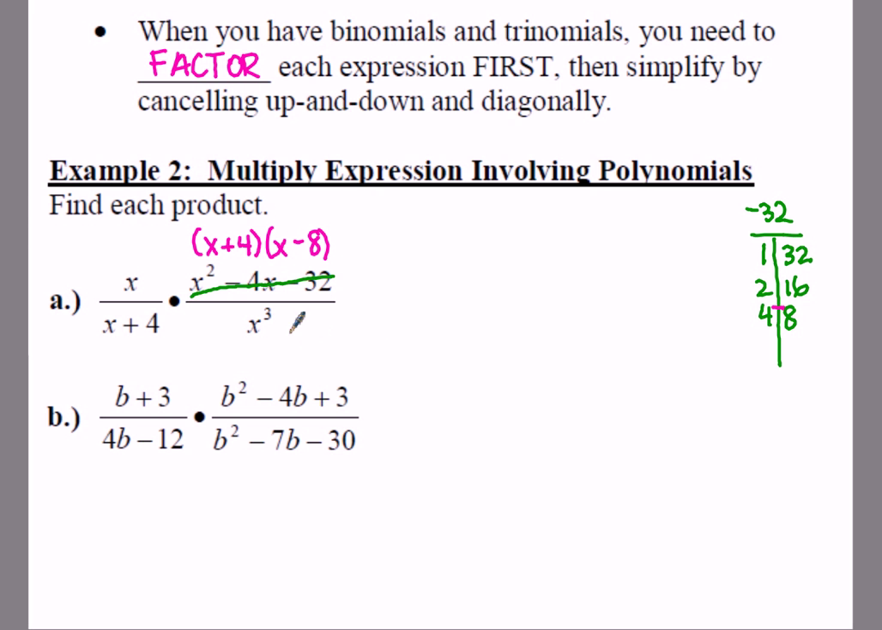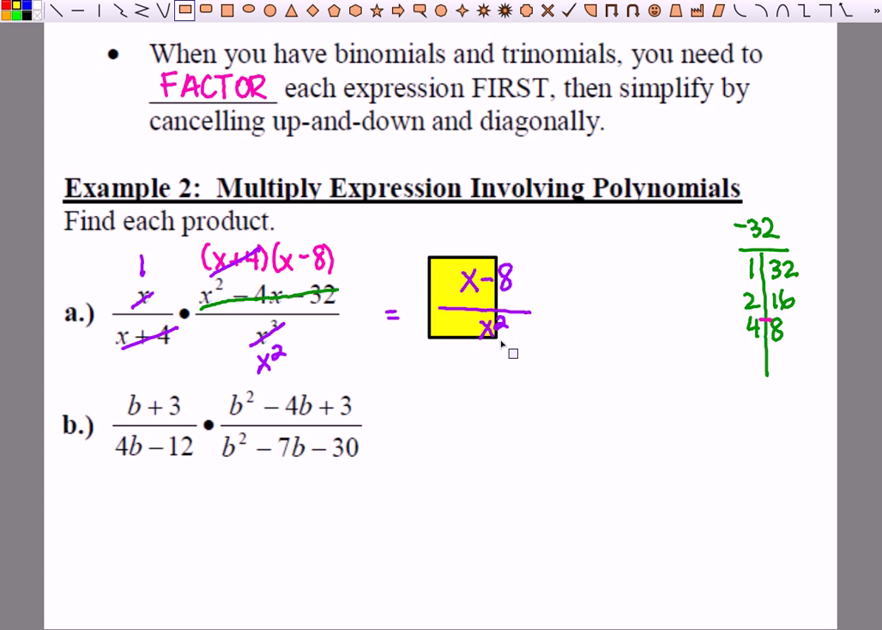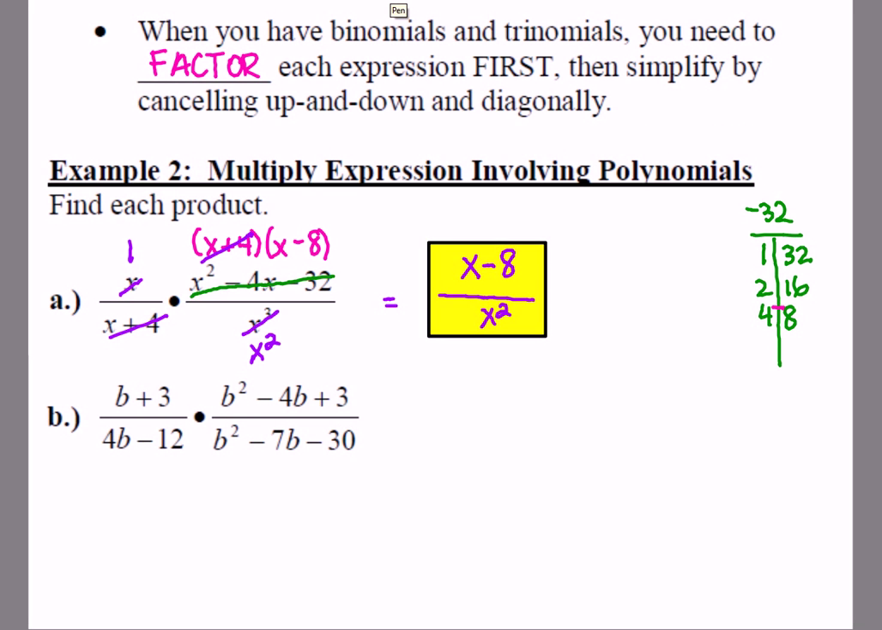So now we can cancel diagonally or up and down. I can cancel this x with this x cubed, so that becomes an x squared. This just becomes a 1. I can go diagonally like this, where your x plus 4 will cancel with your x plus 4. This x minus 8 cannot cancel with your x squared. So the final solution you get is x minus 8 over x squared. So nice and simple. Even when you're dealing with monomials and trinomials, you just have to make sure you factor first.